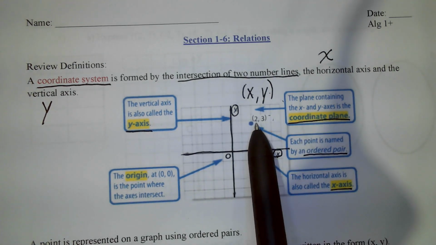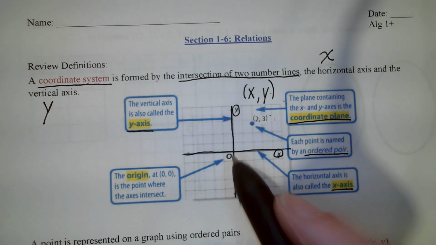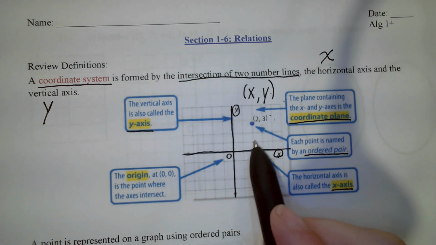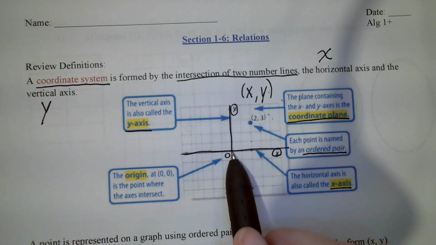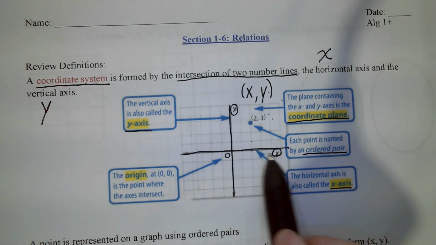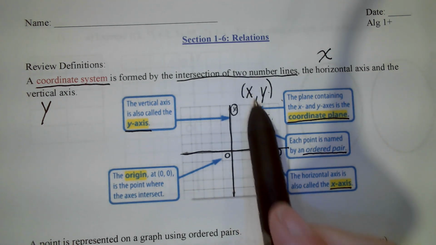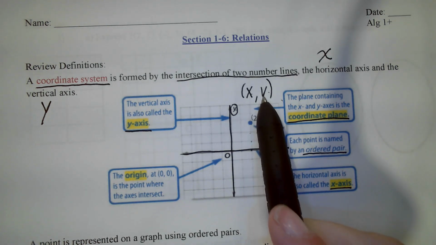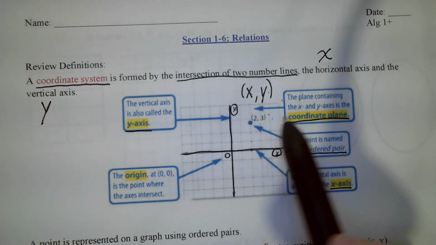So see how this is (2, 3)? That means we start here and we go to the right 2 places and then up 3 places. 2 places on the x-axis, that's why 2 is in the x spot, and 3 places up on the y-axis, that's why 3 is in the y spot.